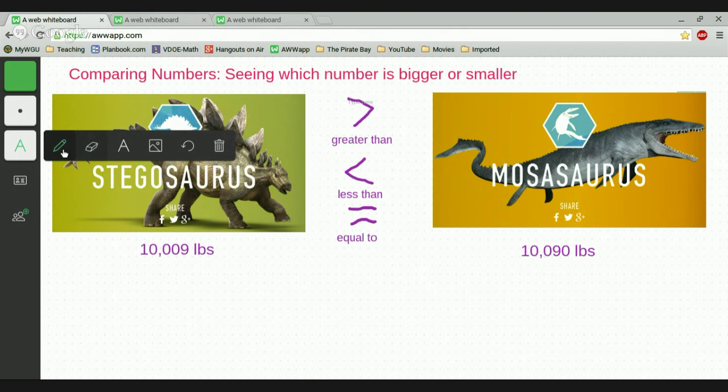Whoops, I have the wrong tool on. I actually draw little teeth, and I make this into Pac-Man.